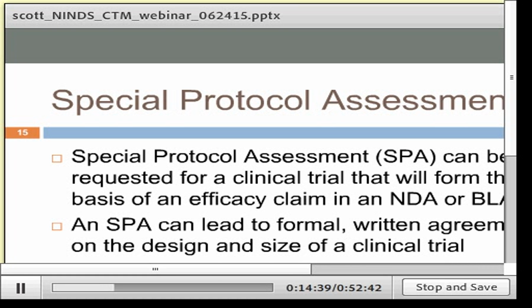So obviously, if you have a novel adaptive design, it would be very comforting to have an SPA for that design, but it's not always the best choice to even seek it for two reasons. One is that the individual review divisions have a lot of discretion in terms of granting SPAs. And some rarely do it, some do it all the time, but it might be a tough sell if it's a very novel proposal.